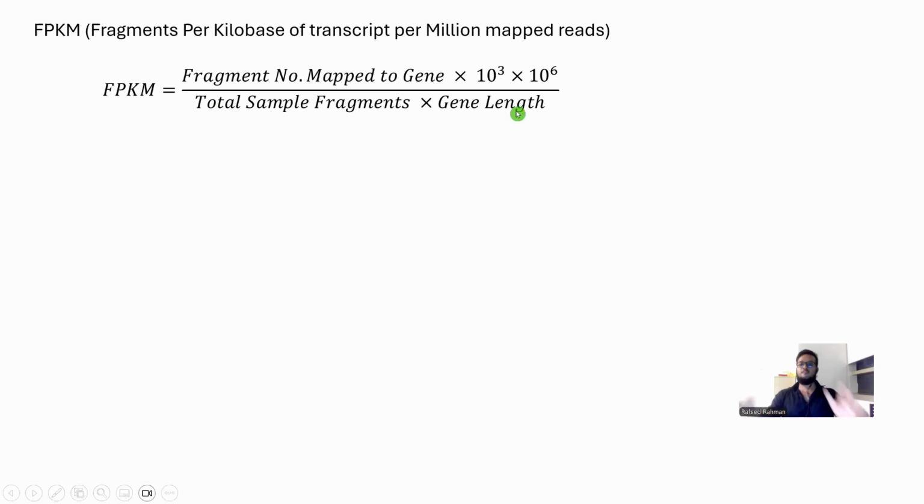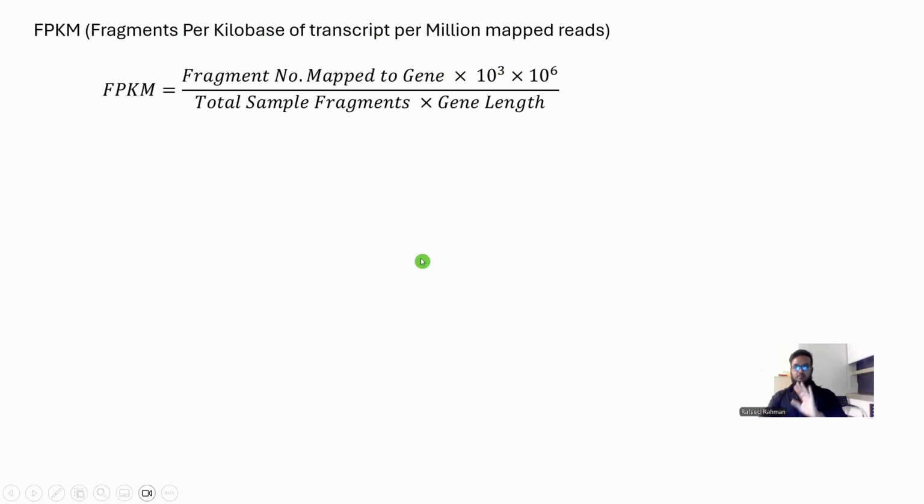And also, if a gene is very long, right? Because genes can have different length. It can have 1 kilobase length or 10 kilobase length. So if a gene is very long, then obviously there will be more fragments coming from that, right? So we have to normalize for that as well, right? So that is what we are doing here. We are actually dividing by the gene length. So why do we have 10 cube here? We are talking about per kilobase, right? We are talking about per kilobase, that is why it is 10 cube. And we are talking about transcript per million. We want to take it to million scale. So we are giving 10 to the power 6 right here.